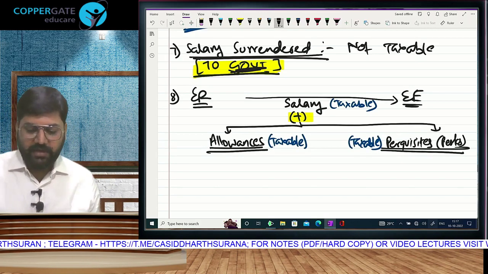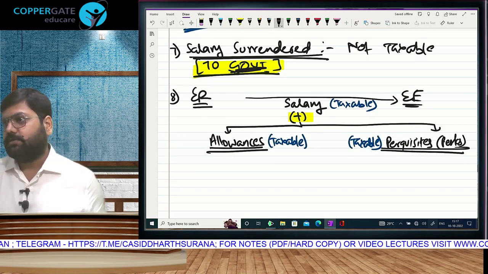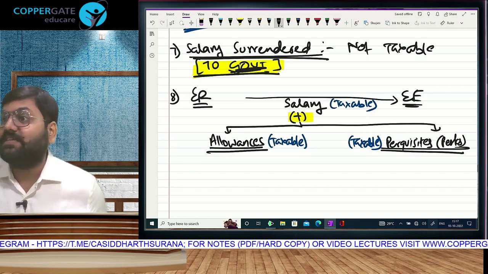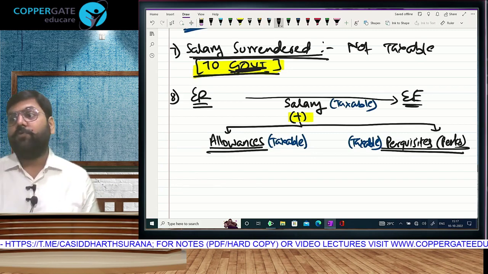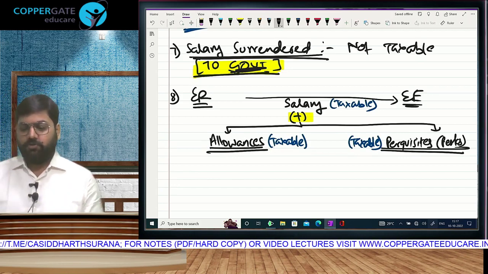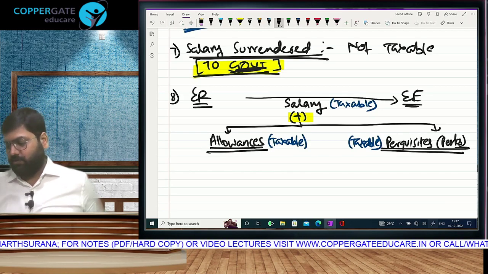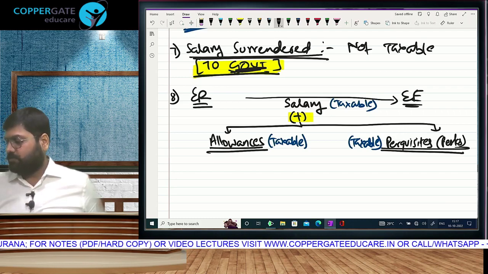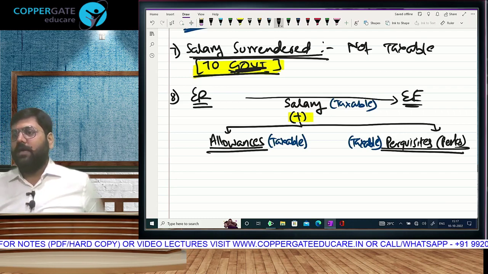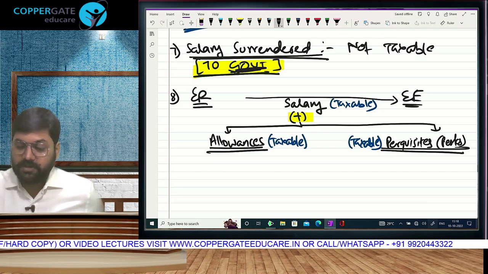So friends, is salary taxable? Yes. Over and above salary, if you get allowance, is that taxable? Yes. If you get perquisite, is that taxable? Yes. So what are the 2 common things in allowance and perquisite? Point out for me right now, then only I go ahead. What are the 2 things common? They are over and above salary. Second, both are taxable. So sir, what is the difference?